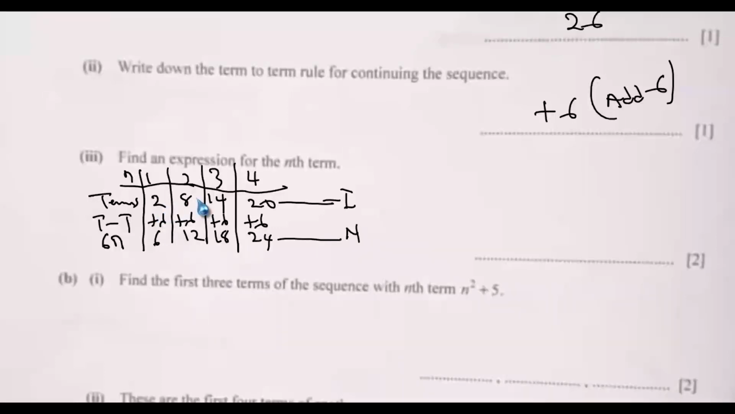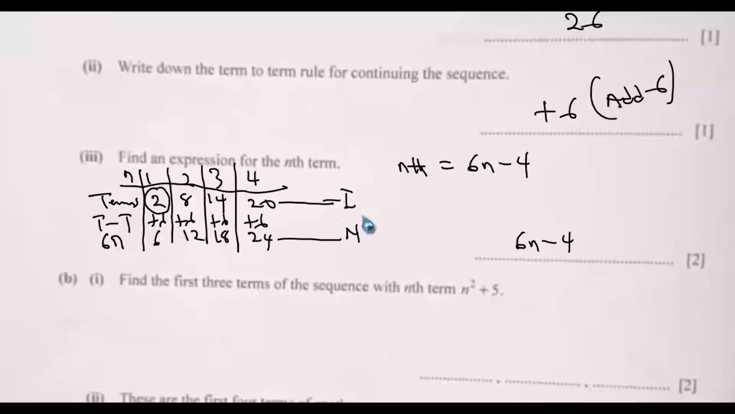Okay, so that means for them to be equal, we have to subtract 4 from the new sequence. So that means the nth term now will be equals to 6n minus 4. So it will be 6n minus 4. So let's confirm this. If n is 1, you have 6 times 1, 6. 6 minus 4, you get the 2 here.